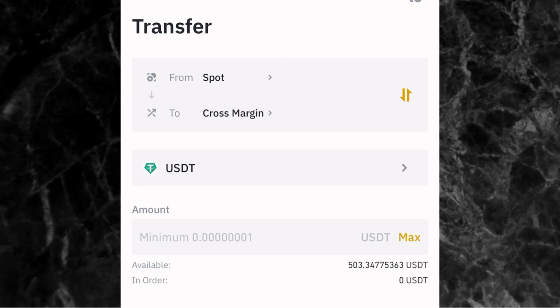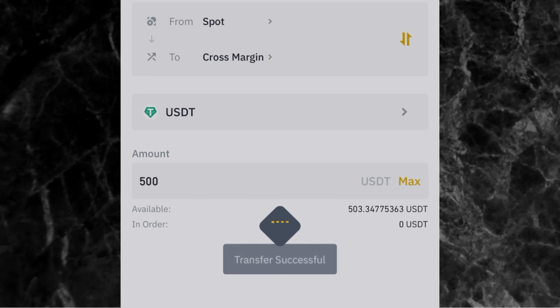So for this video, I'll be transferring to my cross margin wallet so we can trade any trading pair we want. Now, once you've done that, you come here and pick the crypto you want to transfer, which is USDT. And then you come right here and enter the amount you want to transfer. So let's say you want to transfer 500 USDT right now. Then once you enter 500 USDT, you confirm it. You can see transfer successful.